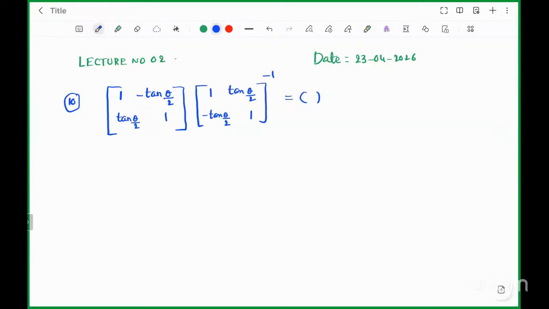So generally the answer will be in terms of trigonometric ratio. So first of all, our aim is to determine the inverse of this matrix. Later, this inverse of matrix is to be multiplied with the first matrix, right?